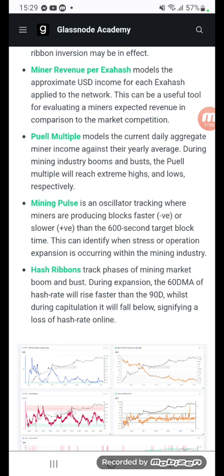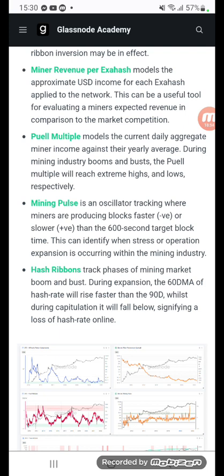Miner revenue per exahash models approximate USD income for each exahash applied to the network. This can be a useful tool for evaluating a miner's expected revenue in comparison to the market competition. The Bill multiple models the current daily aggregate miner income against their yearly average. During mining industry booms and busts, the multiple will reach extreme highs and lows respectively.